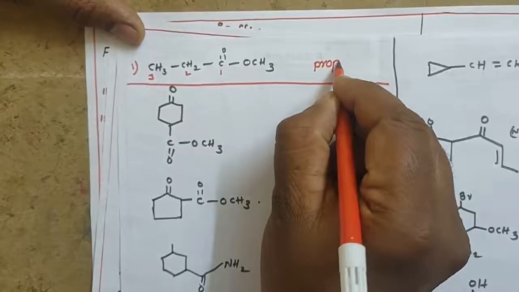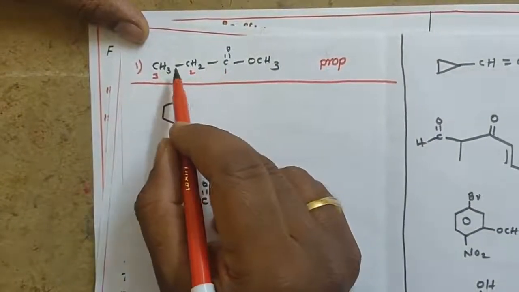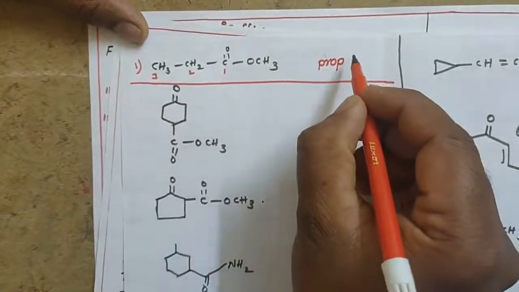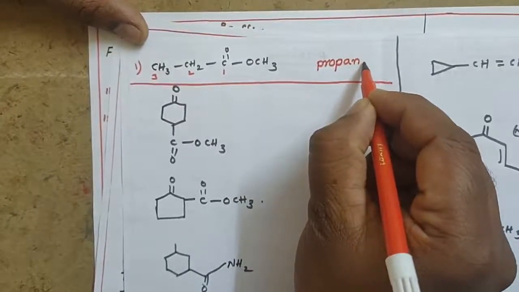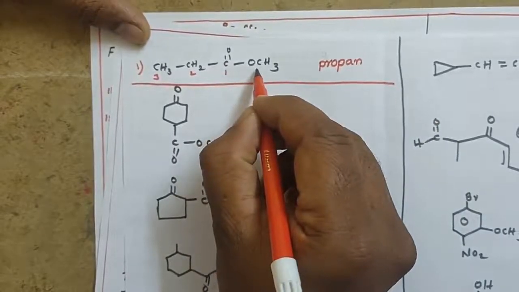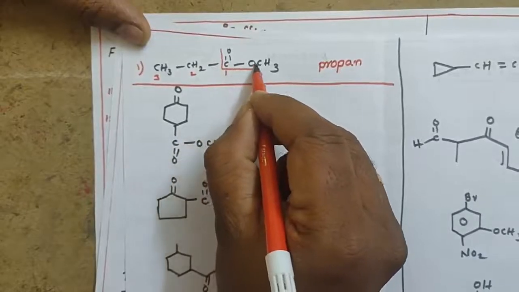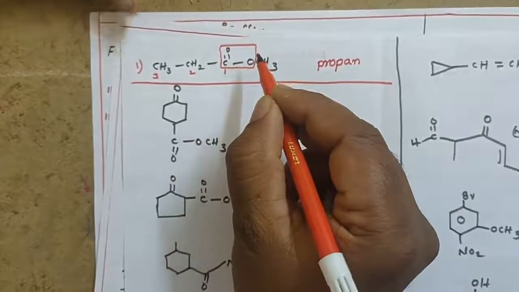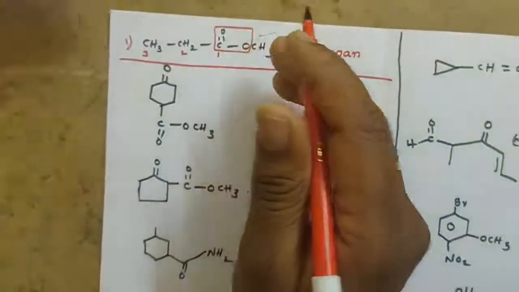That is called prop. In between the carbons, how many bonds are present? Single bonds are present. That's why this is called propane. I am not writing E. Why? I will tell you. And which functional group is present here? If you observe here, the functional group is ester. Ester functional group. What is the suffix of the ester functional group?